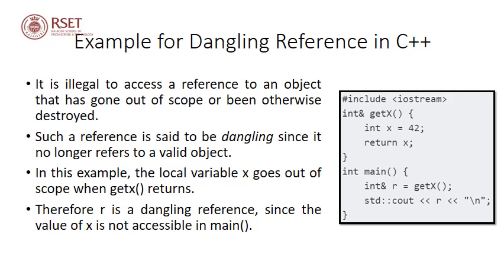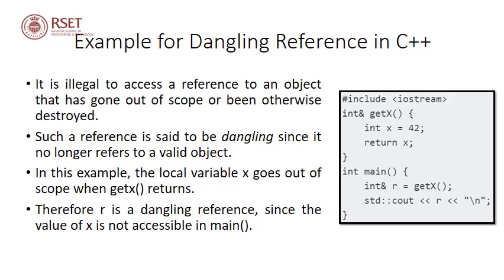Now here is an example of a dangling reference in C++. In C++ there's something called a reference. When a variable is declared as a reference, it becomes an alternative name for an existing variable. A variable can be declared as a reference by putting an ampersand in the declaration. Here in the main function, we are creating a reference r to the return value of the function getX. getX is going to return an integer reference.